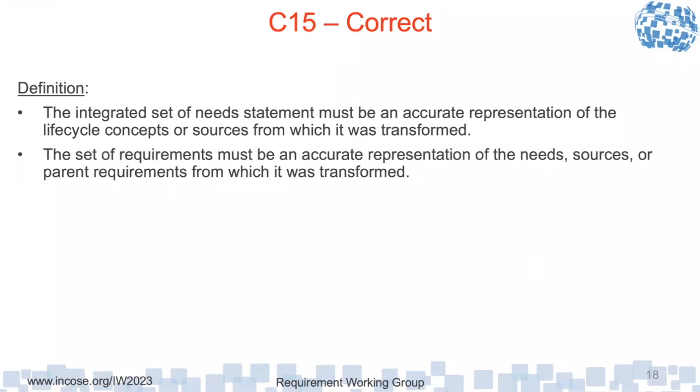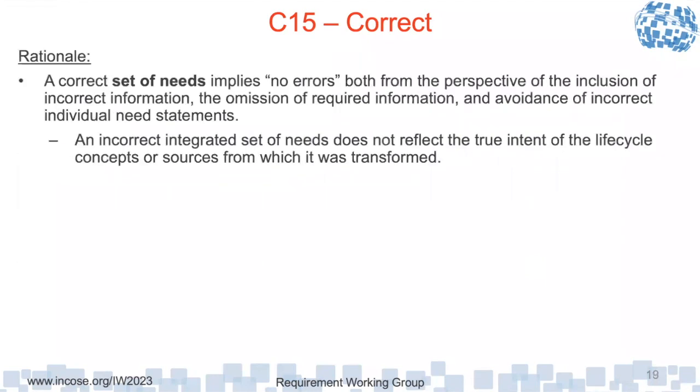The set of requirements must be an accurate representation of the need sources. So again, an accurate representation of the set of needs from which the set of requirements came. A correct set of needs implies no errors, including the inclusion of incorrect information and, again, omission. So this is an avoidance of incorrect individual need statements. If we have individual statements that are incorrect, by definition our whole set is incorrect. Again, it's really hard to tell what's missing from a set.